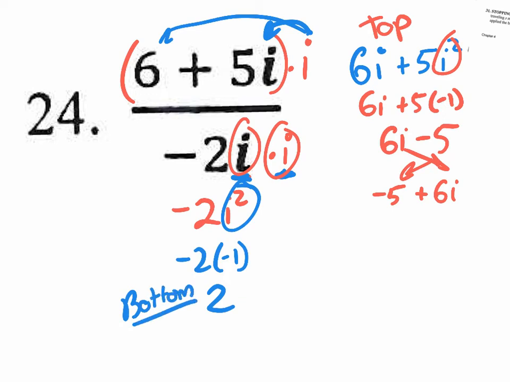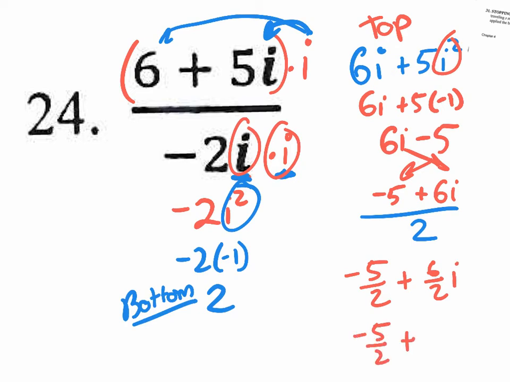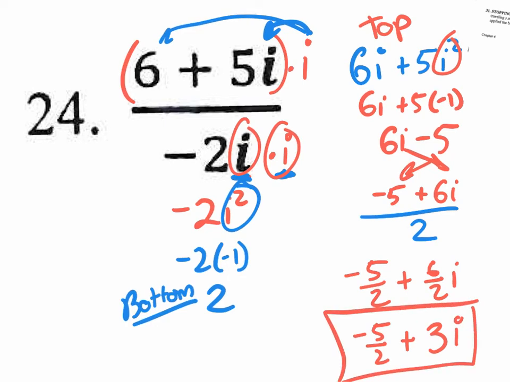So we really have negative 5 plus 6i over 2. And we're going to split the denominator to each of them, and you'll have negative 5 over 2 plus 6 over 2 with an i. So negative 5 over 2 can't be reduced, but 6 divided by 2 is 3 with an i. So there's your answer for that one.